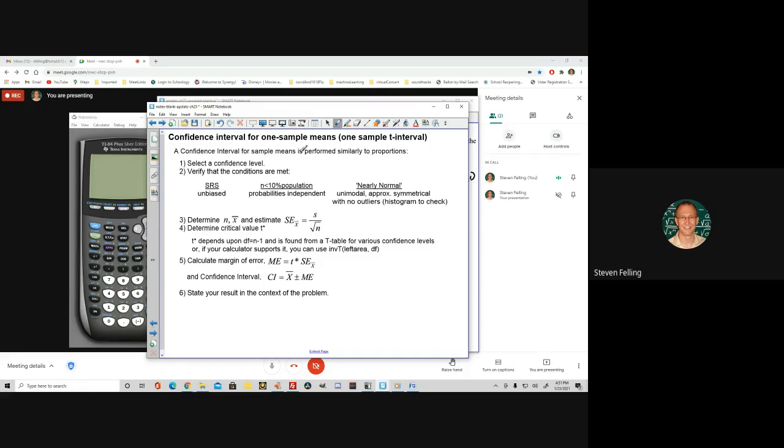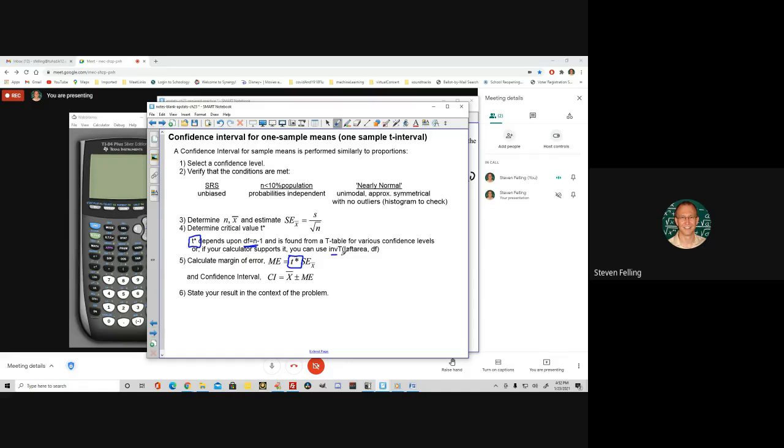Confidence intervals work similarly. You select a confidence level and find the z-star value that goes with it, except that this time it would be called a t-star value, which means we have to use an inverse t function to find it, okay? And then we verify the conditions. They're the same as for a hypothesis test. We determine this value, and that t-star value depends upon degrees of freedom because we have to select which t distribution we're using.